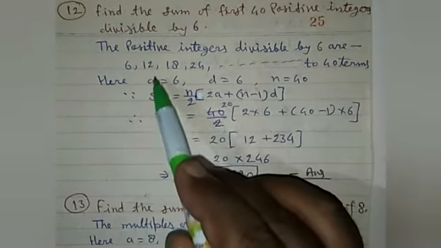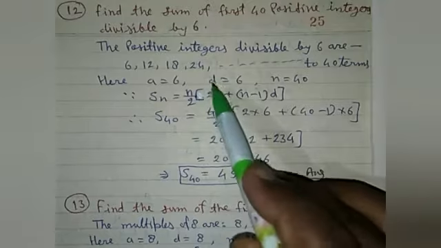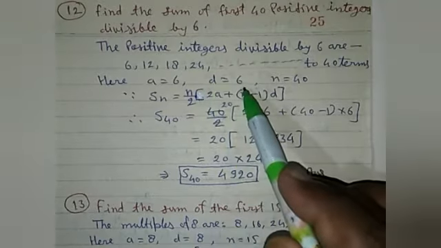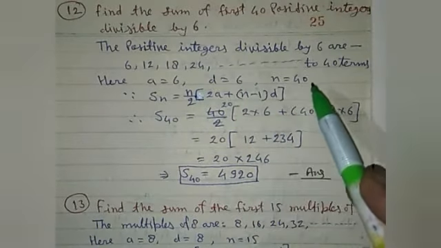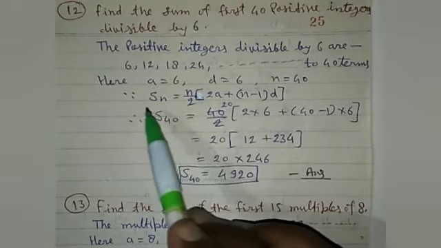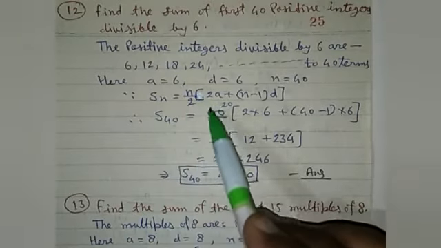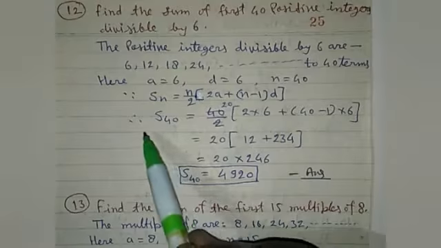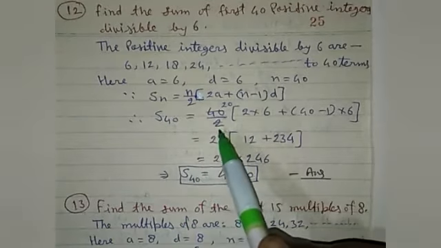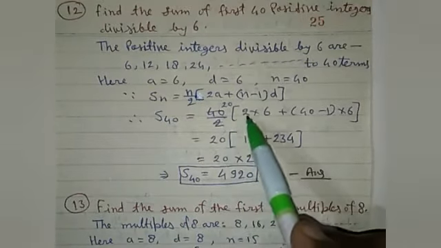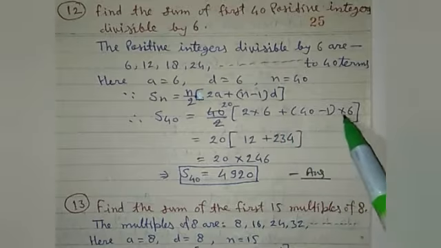Here the first term a is equal to 6 and common difference d is also 6 and n is equal to 40. So using the formula Sn equal to n by 2 into 2a plus n minus 1 into d, S40 is equal to 40 divided by 2 into bracket 2 into 6 plus 40 minus 1 into 6.